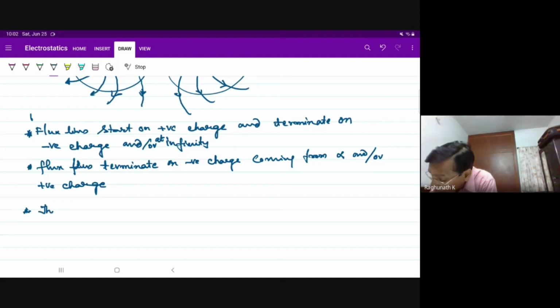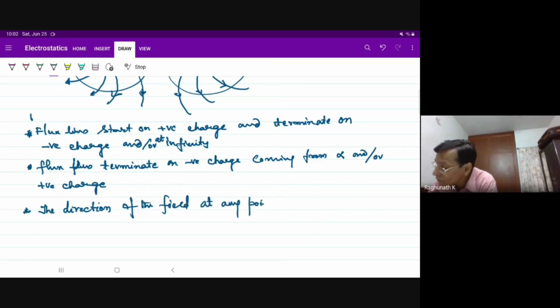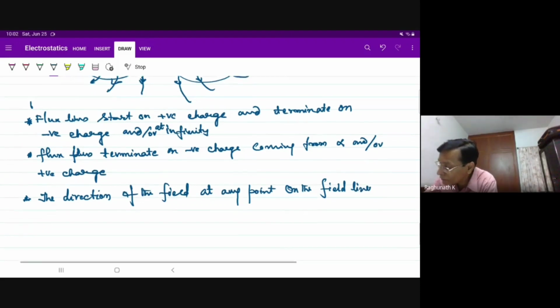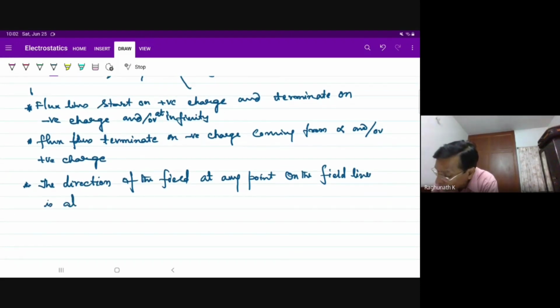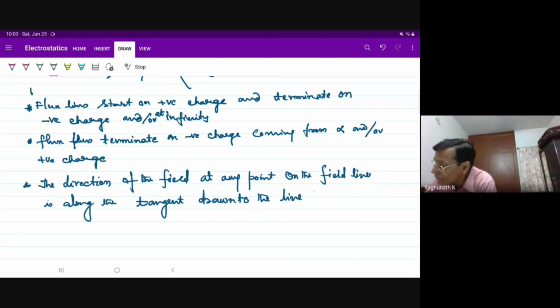The direction of the field is an extremely important thing for me. At any point on the field line, the field is along the tangent drawn to the line at that point.